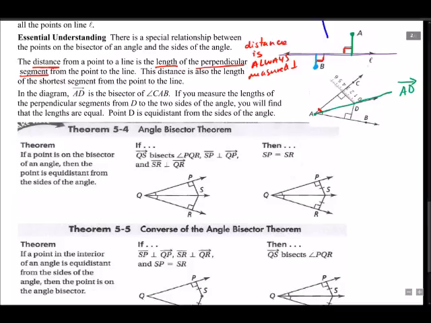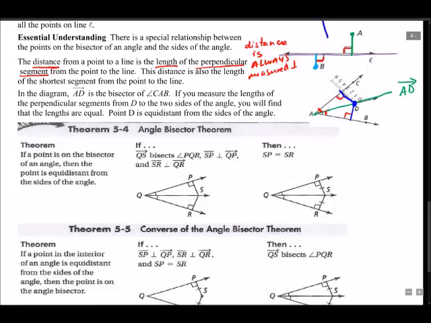So we draw our angle bisector, and we put a point, any point, on that angle bisector, and we measure the distance to the sides of the angle, right? And remember, distance is always measured perpendicular. Okay? Guess what's going to happen to those two lengths? You got it, they're going to be equal.